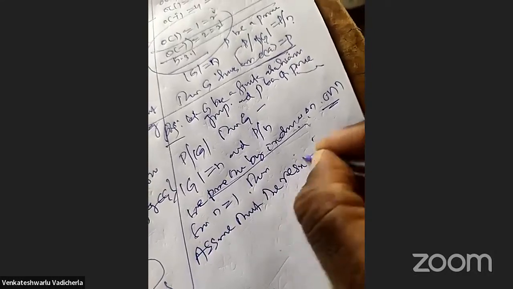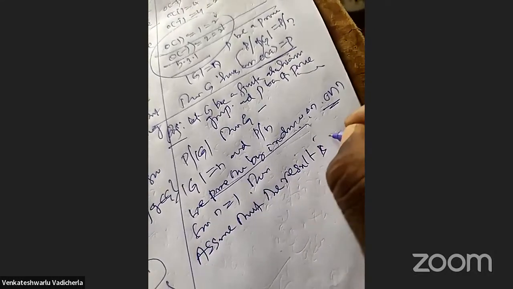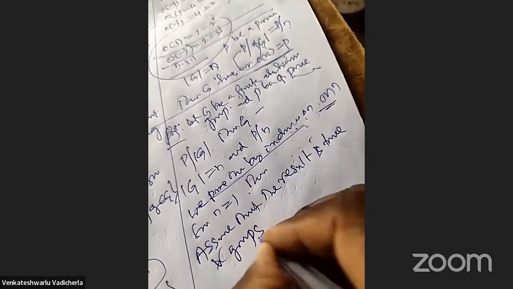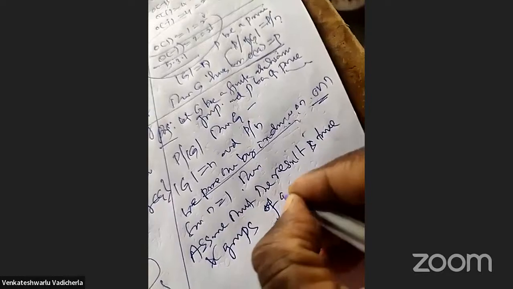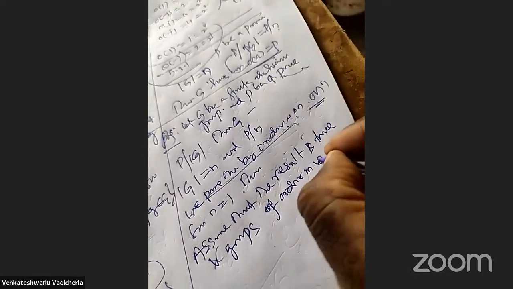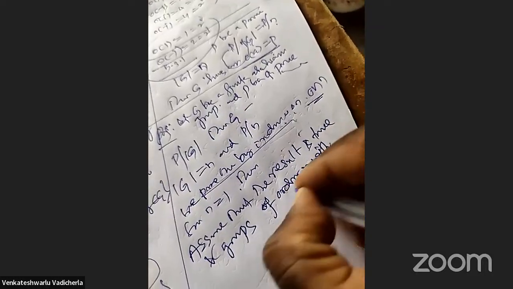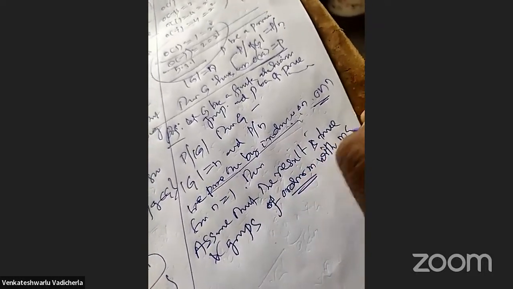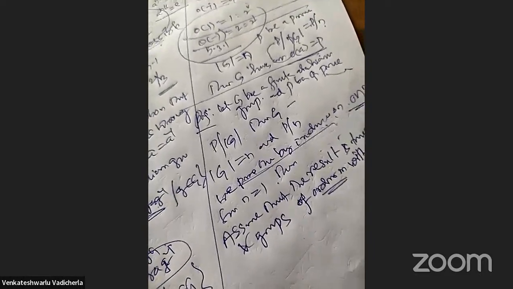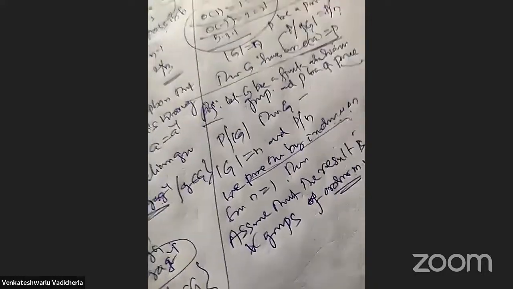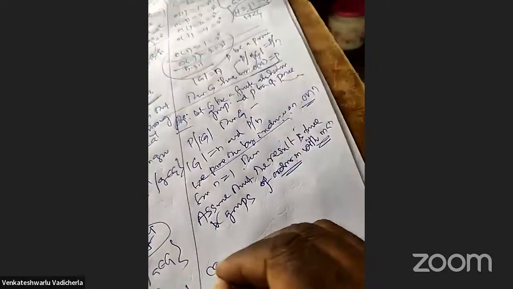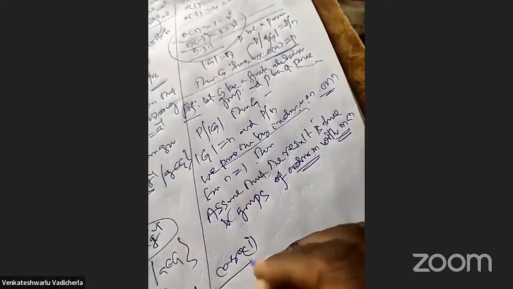The result is true for all groups of order M, with M less than N. For groups of order M with M less than N, the theorem result is true. What is the result? If P is a prime number that divides the group order, then G has an element of order P. This is case 1. This is our first case proof.